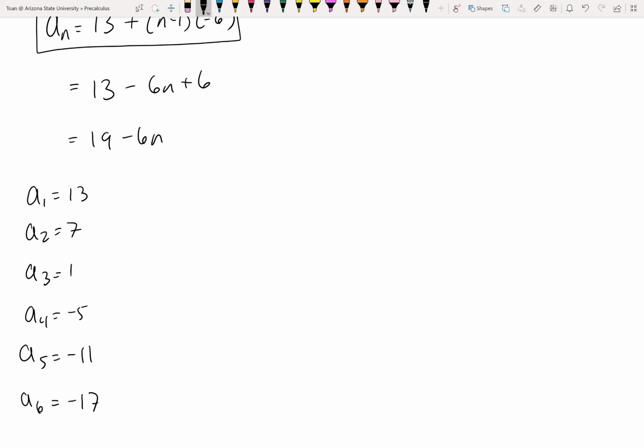But the last part of the question says find the 300th term. I'm not going to be subtracting 6 294 times. So this is when I would actually use the formula. So a sub 300 is just plug and chug. 13 plus 300 minus 1 times -6. You either use pretty impressive mental math or use a calculator. That's going to be -1781.